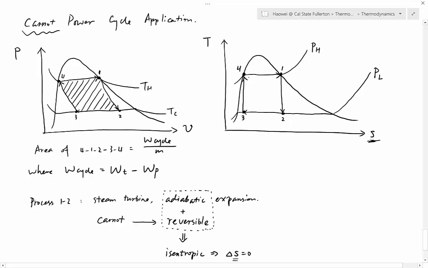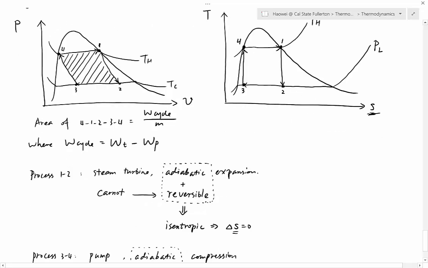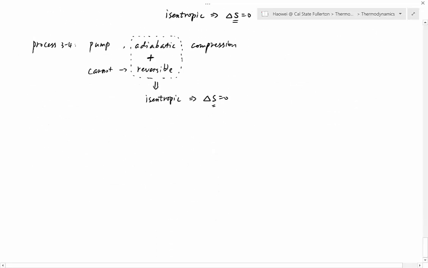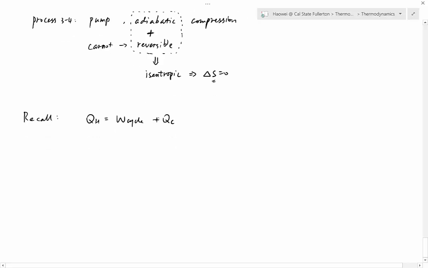Does that help us? Let's take a look. Let's continue. Let's recall from the energy balance equation: total energy going in, which is Q hot, must be balanced by the total energy leaving. Total energy leaving is W cycle and QC. So from here, we can rewrite W cycle as QH minus QC.